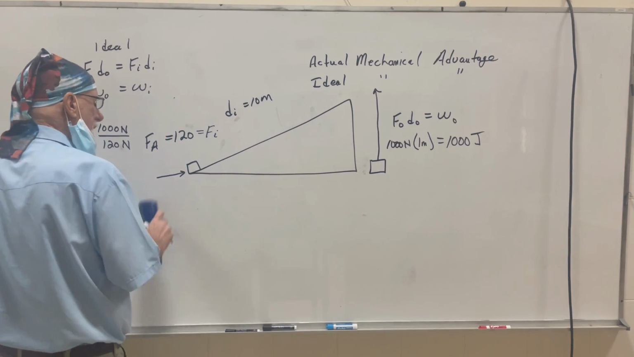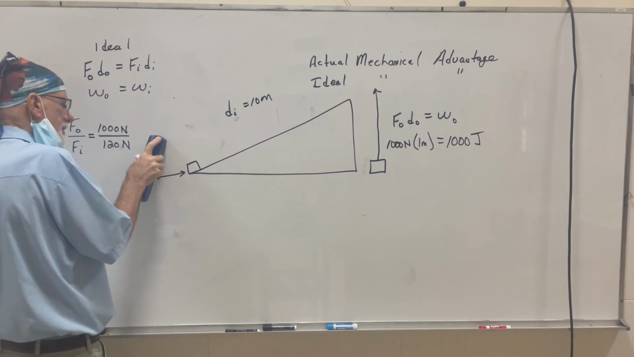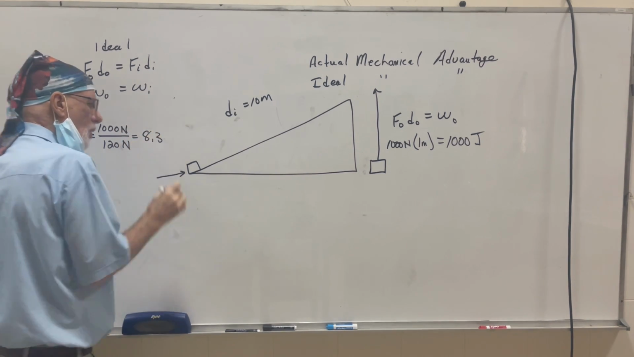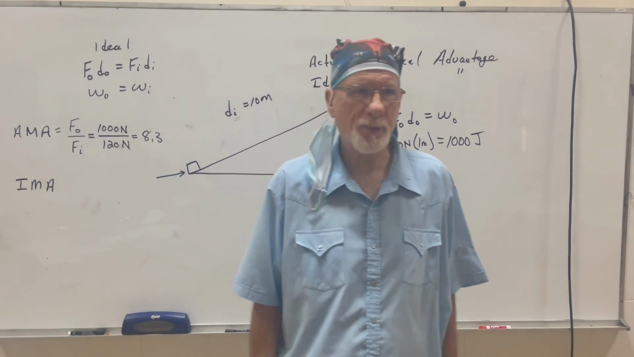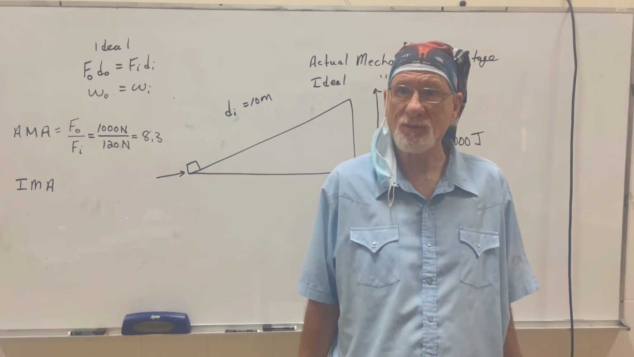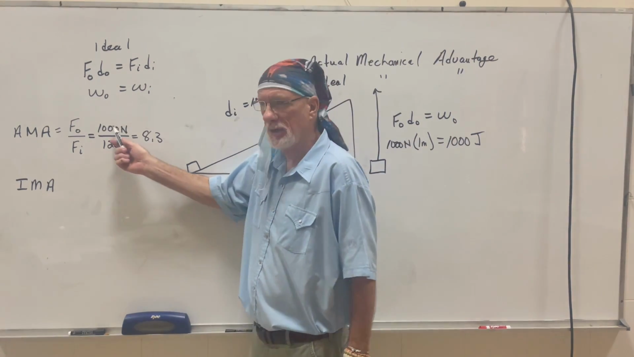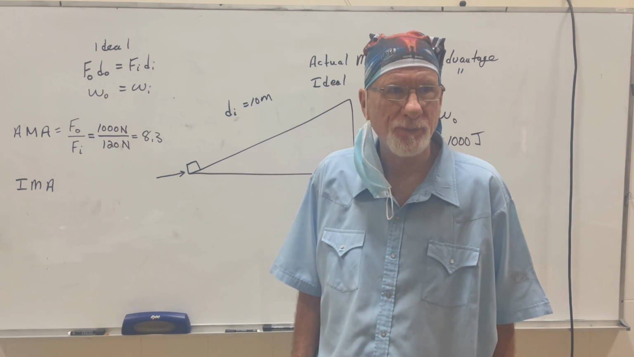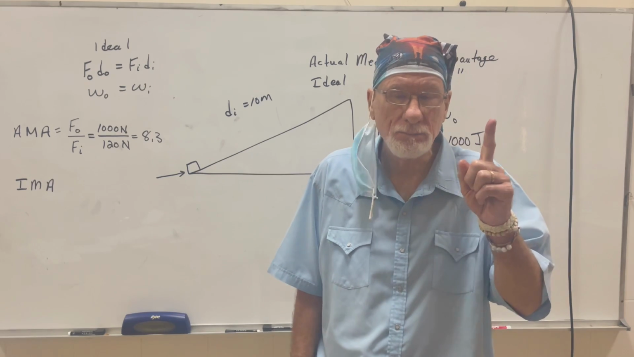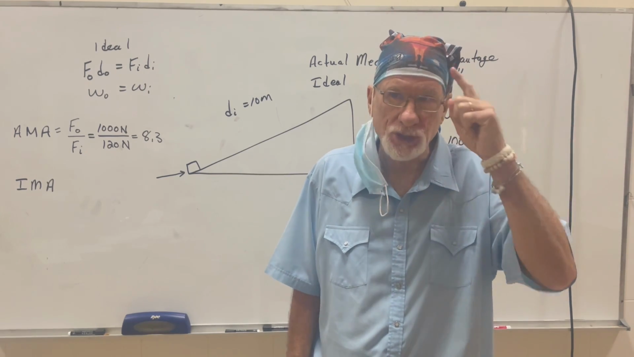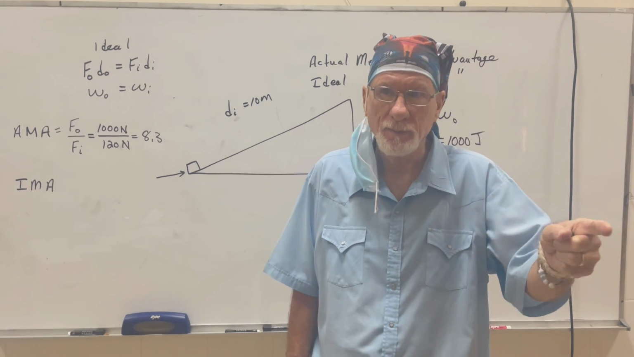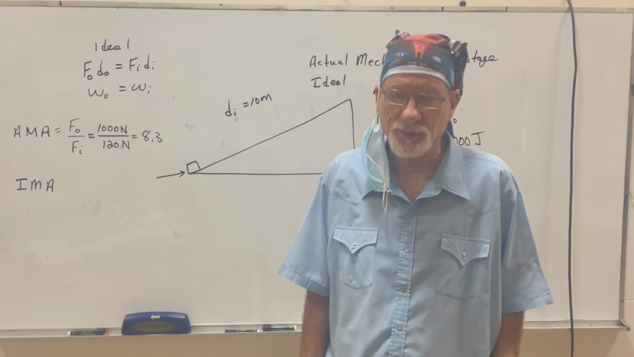It's going to be 8.3. What should it be? If it were ideal, what would it be? It would be 10, right? Because it would be 1,000 over 100, correct? But it's not. It's 8.3. It should be 10, but it's 8.3.